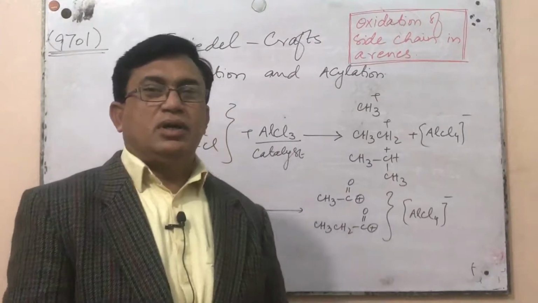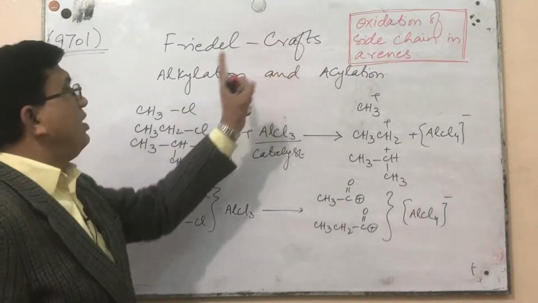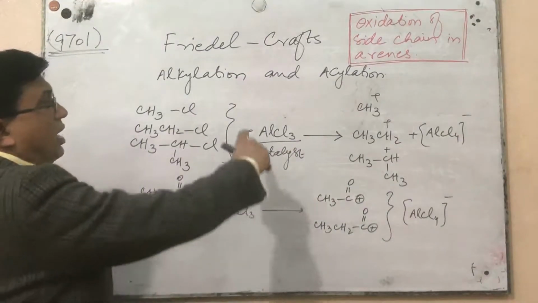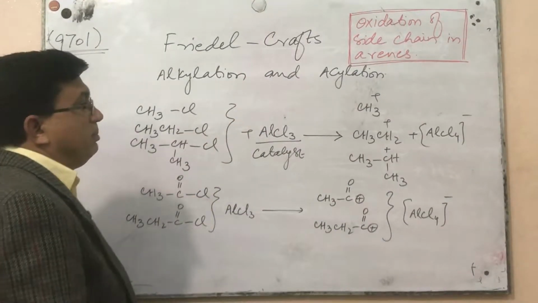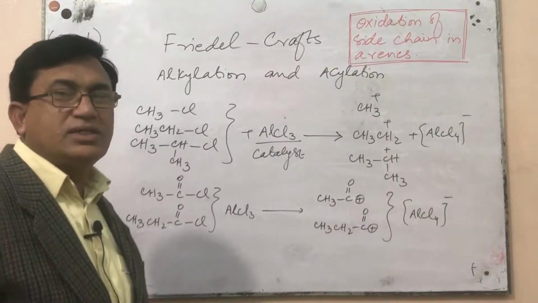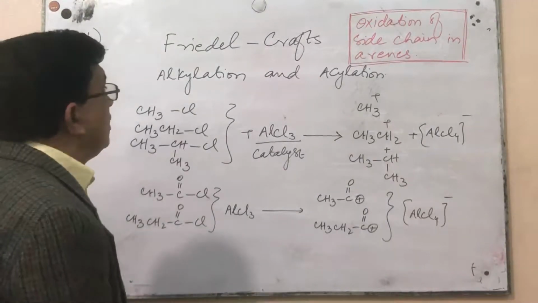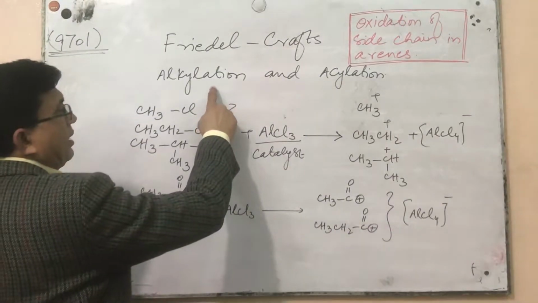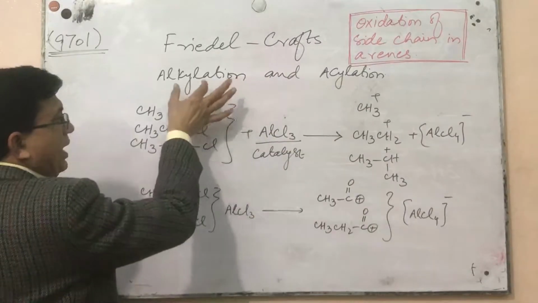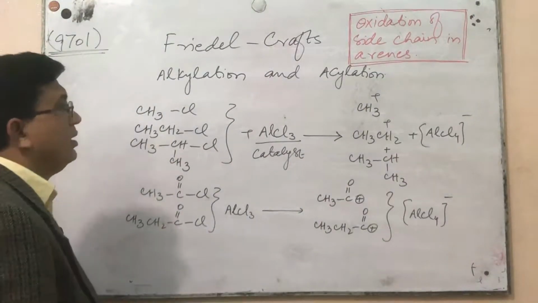Hello everyone. Our today's topic for A-level chemistry is Friedel-Crafts alkylation and acylation. These are also examples of electrophilic substitution reactions of benzene. Basically, Friedel-Crafts alkylation and acylation is the substitution of an alkyl group and an acyl group in the benzene ring.